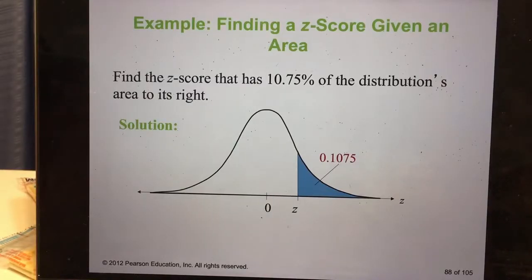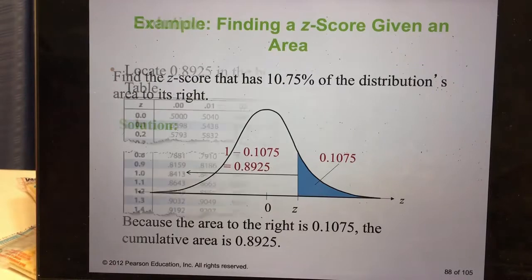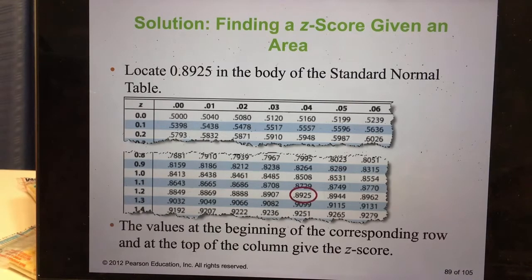Okay, so here they're showing the picture. They're showing the 0.1075 to the right, and that means 0.8925 to the left. Since our table is always going from the left to the right, we're going to use the 0.8925 and go to our table. 0.8925 should be a positive z-score, so we look on the right-hand side, and there it is. We go to the left and up to get 1.24, which is positive and greater than 0.